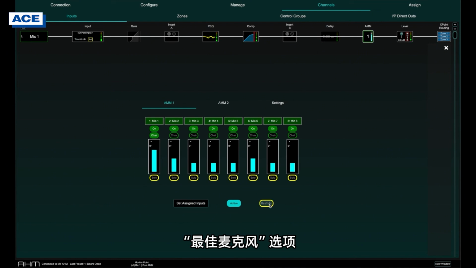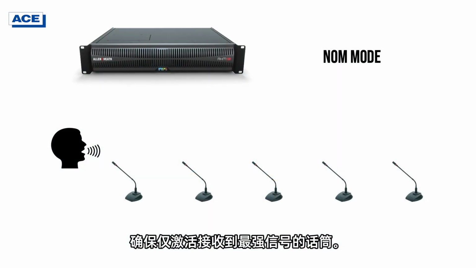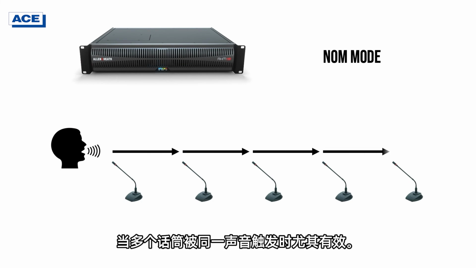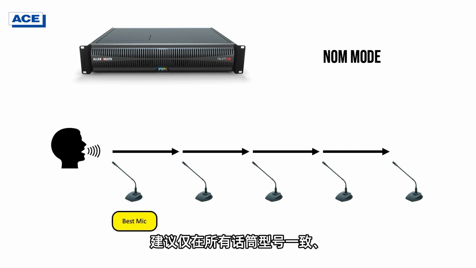The best mic option ensures that only the mic receiving the strongest signal is activated. This can prevent crosstalk, phasing and ambience issues when multiple mics are triggered by the same voice. It is recommended that best mic is only used if all the mics are the same, with similar positioning and gain, like multiple mics across a tabletop, for example.